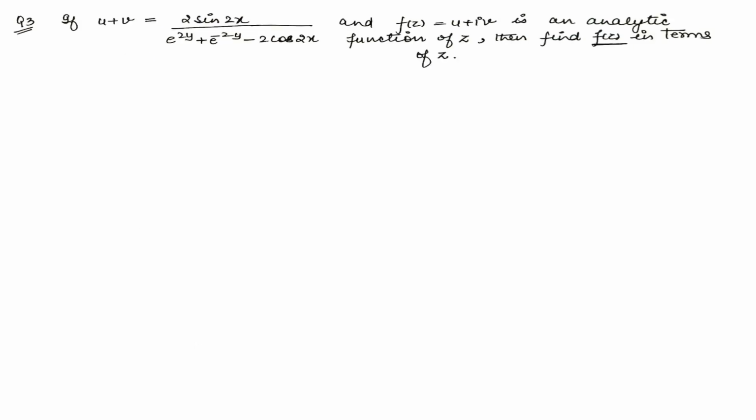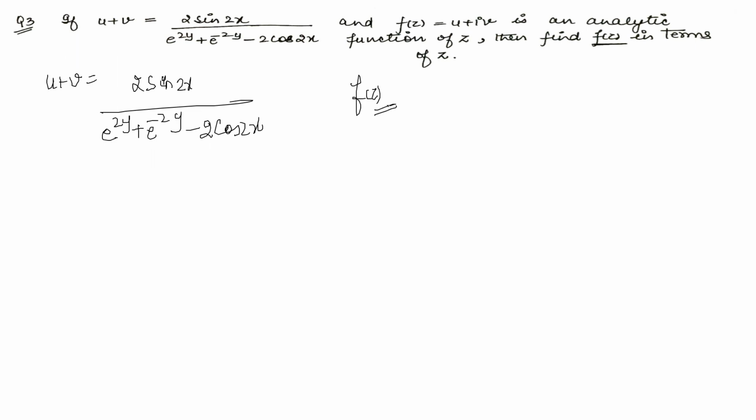Okay, now moving to question number 3. This is a totally different and quite lengthy question. I'll tell you only the procedure, and the remaining you solve yourself using the concepts of question number 1 and question number 2. It is given that u plus v is 2 sin 2x upon e to the power 2y plus e to the power minus 2y minus 2 cos 2x. We have the value of u plus v, and we have to find the value of fz.